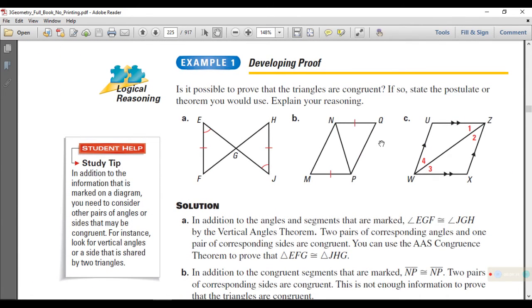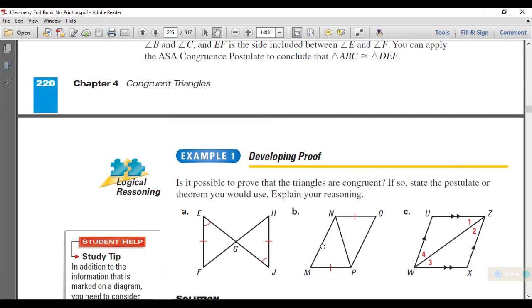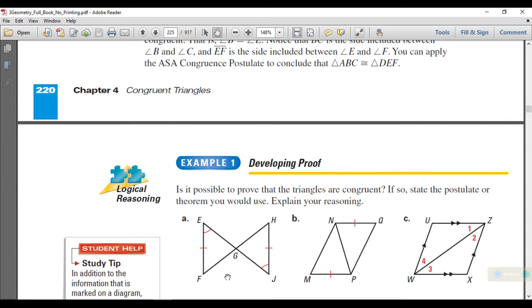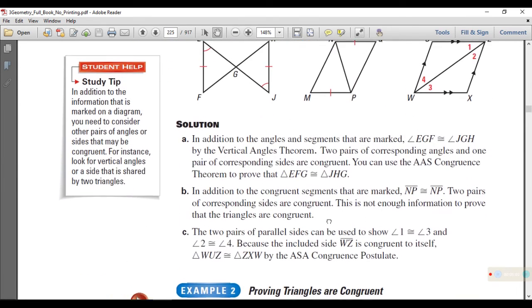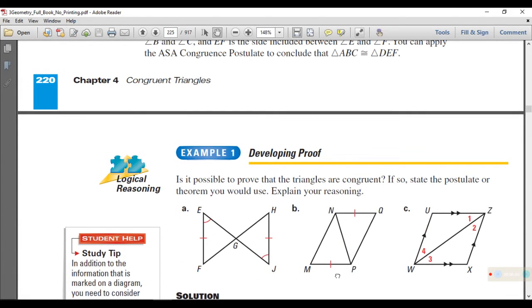Now, let's go to example number 1, developing proof. Is it possible to prove that the triangles are congruent? If so, state the postulate or theorem you would use. Explain your reasoning. Of course, our topic is ASA and AAS, so let's disregard first what we studied before, SSS and SAS. Let's focus on this. Did they use SSS or SAS here? No, none.